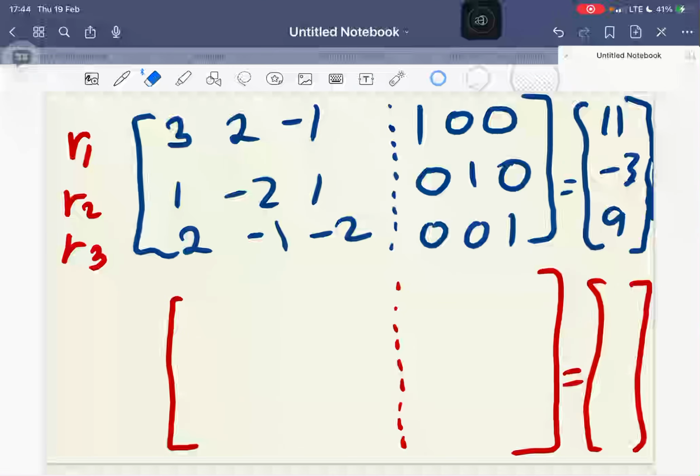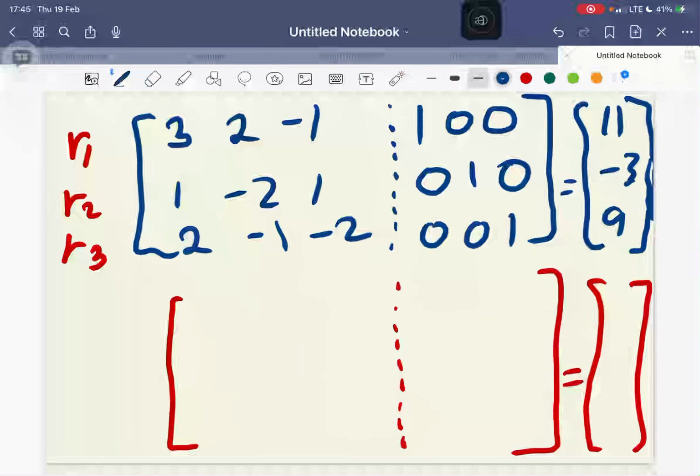Okay, so now we have our system in the form of matrices. Since our main aim is to move this to this place, the first entry here is supposed to be 1. But what we have is 3. So in order to create 1 here, we divide row 1 by 3.